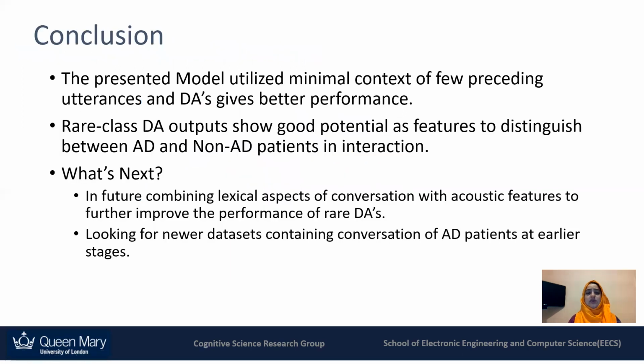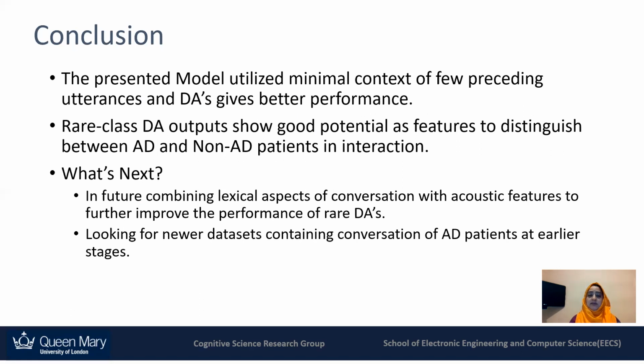Overall, we can conclude that our proposed model, which utilizes minimal contextual information of a few preceding utterances and dialogue acts, gives better performance when compared to using no context or longer contextual information. So these rare class dialogue act sequences show good potential as features to distinguish between AD and non-AD patients.